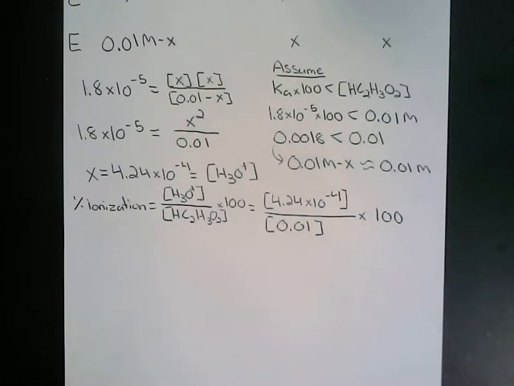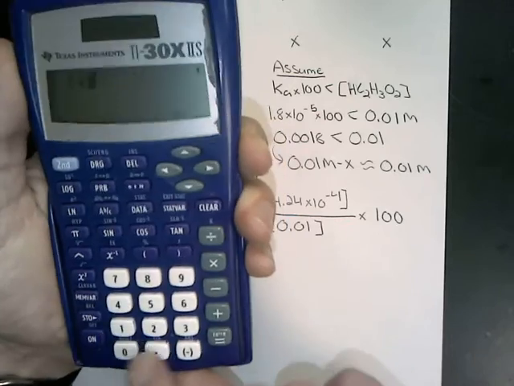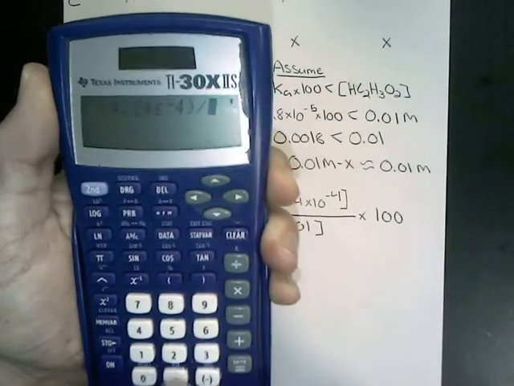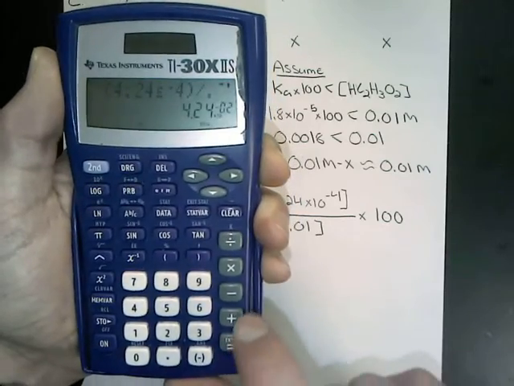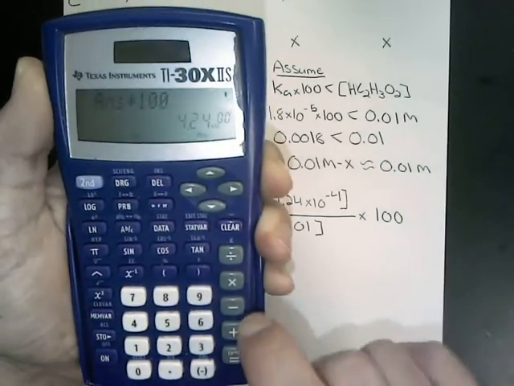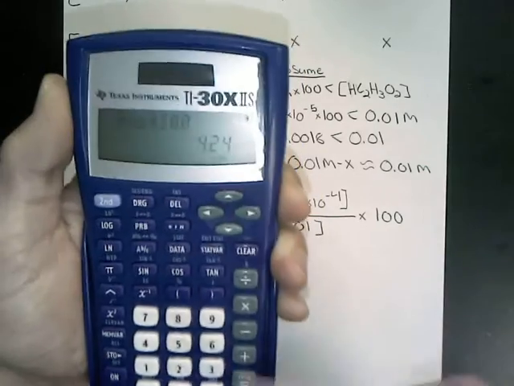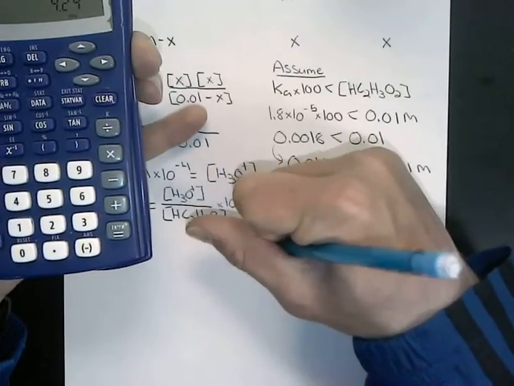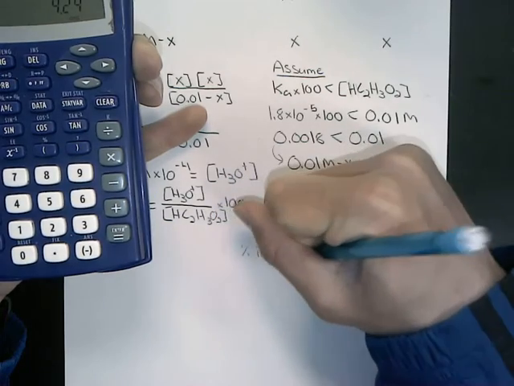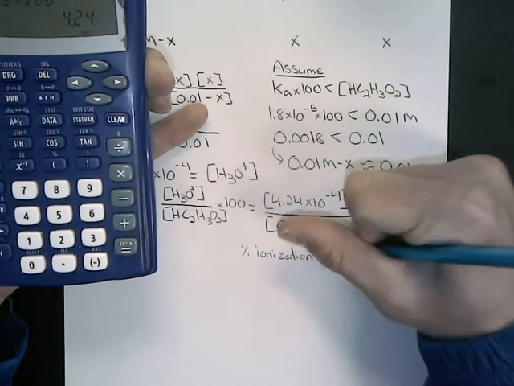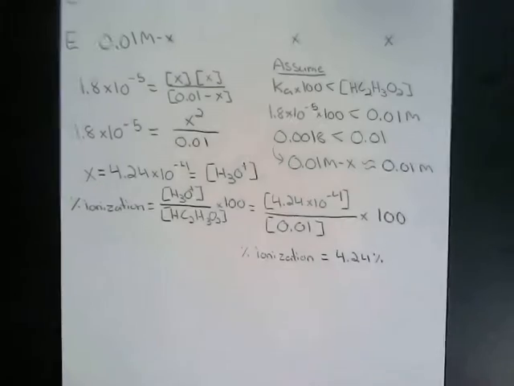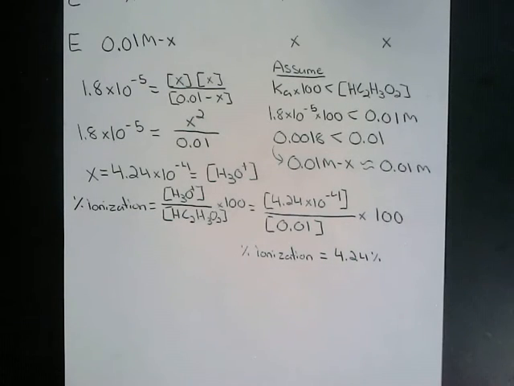Okay? So if we plug that into our calculator here, we have 4.24 times 10 to the negative fourth divided by 0.01. We then multiply by 100, and we get a value here of 4.24%. So our percent ionization is equal to 4.24%.